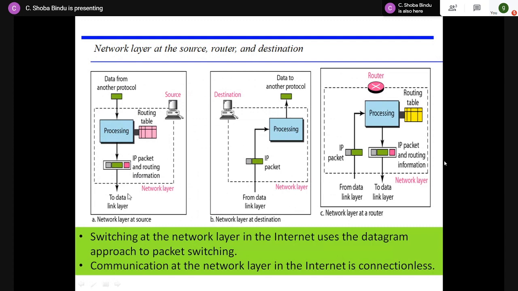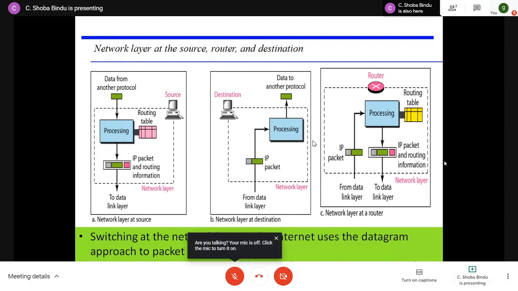So that will be given to the data link layer. So that is what is done at the source. And when you look at the destination, when you get the packet from the data link layer, now you have to remove the header. It checks whether this destination address matches with this or not, and then it verifies whether it has received properly or not, and then gives it to the upper layer for processing. So this is done at the destination.